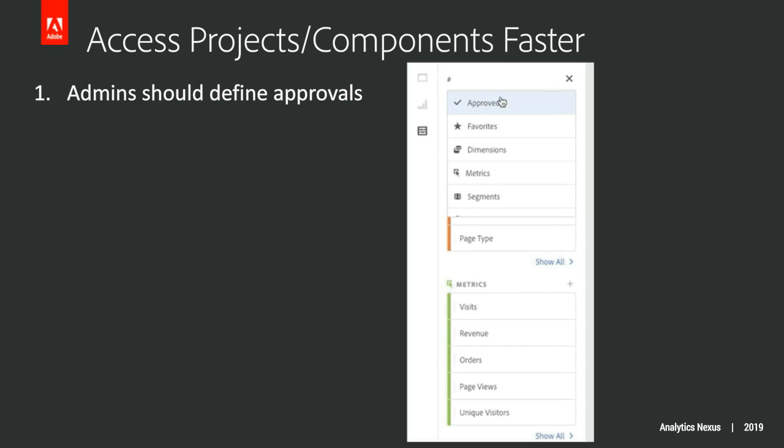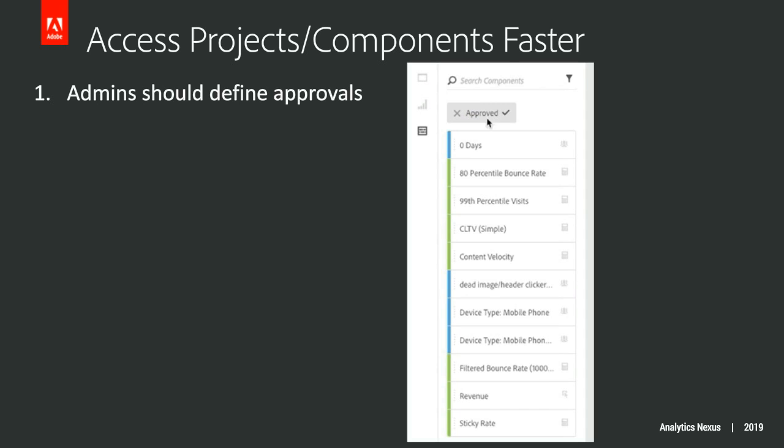In order to access your list of approved components, just like is shown in the animated GIF here, you can click on the filter above the left rail next to the search bar and scroll on down to approved, and all of your approved segments and calculated metrics will appear there.